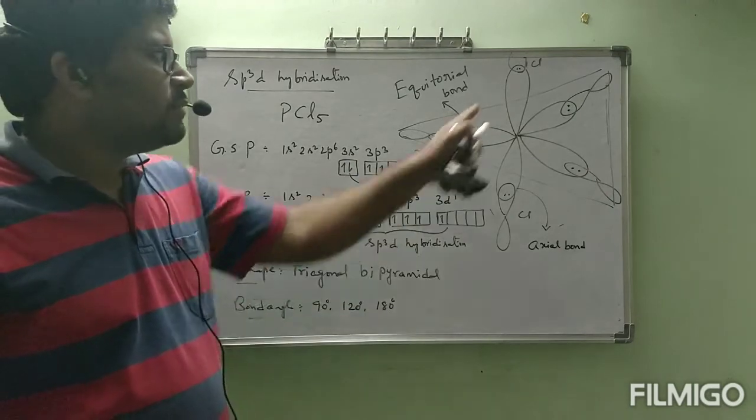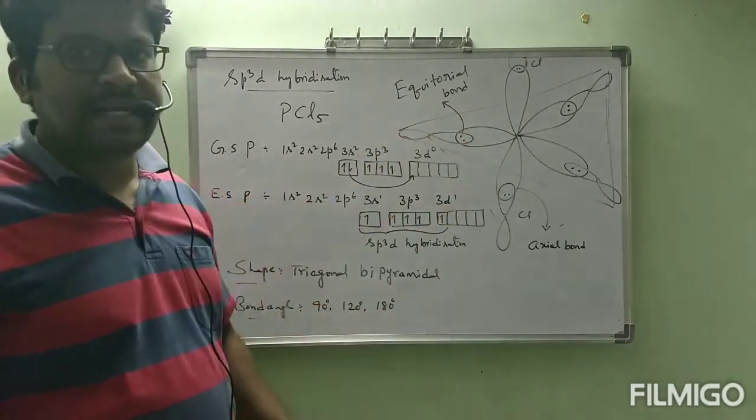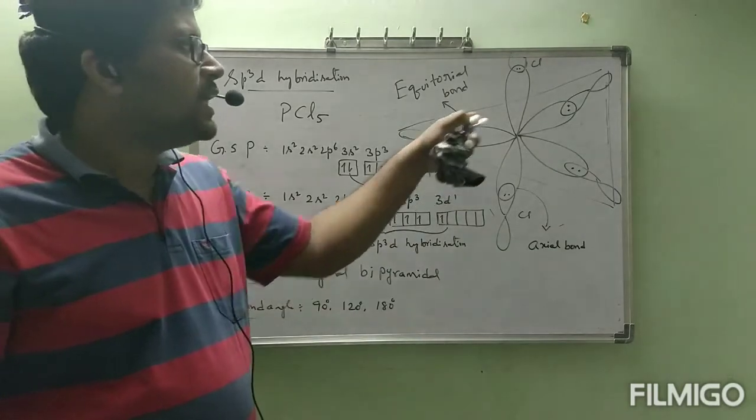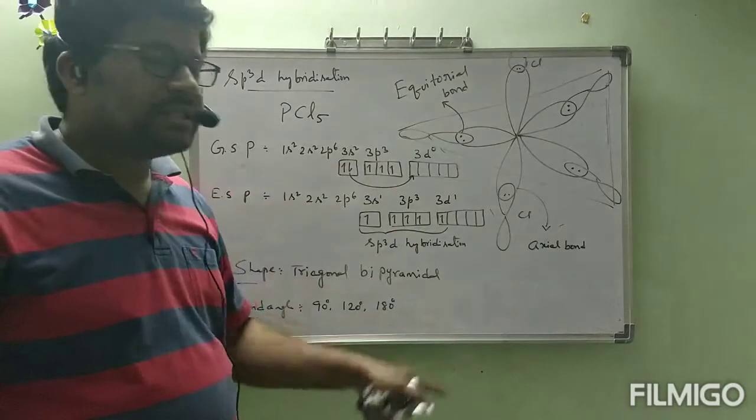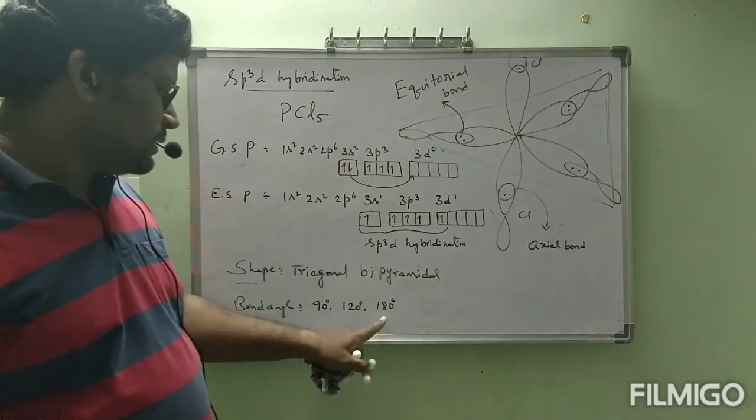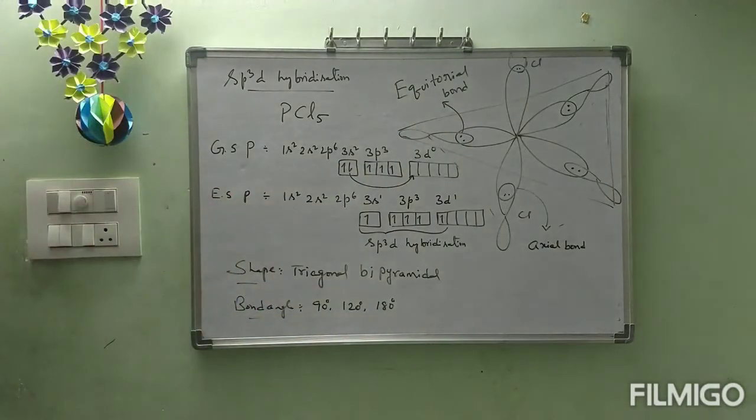Angle between axial bond and equatorial bond is 90 degrees. Angle between equatorial bonds is 120 degrees. Angle between axial and axial bonds is 180 degrees. So all the possibilities I wrote. This is the structure explanation of PCl5. Okay, everyone, I hope you understood, no?